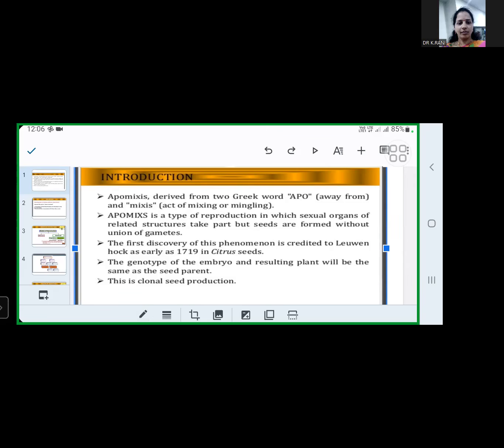So, it is a type of reproduction. In general, apomixis is the type of reproduction in which the sexual organs or related structures take part, but seeds are formed without union of gametes. So please catch this point. The seeds are formed without union of the gametes.